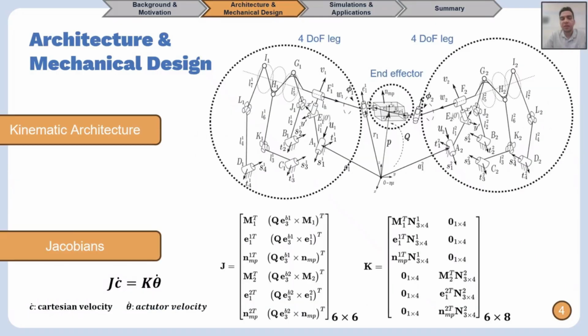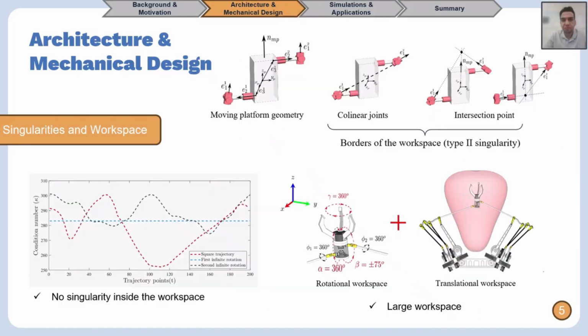We'll look into the kinematic architecture first. As you can see in the picture, the robot consists of 2 identical 4 degree of freedom legs that are connected to the end effector through universal joints. With the kinematic architecture, we can come up with the Jacobian matrices. We have a 6x6 J matrix and a 6x8 K matrix, indicating having 2 kinematic redundancies. These 2 matrices basically map the Cartesian velocities and actuator velocities together.